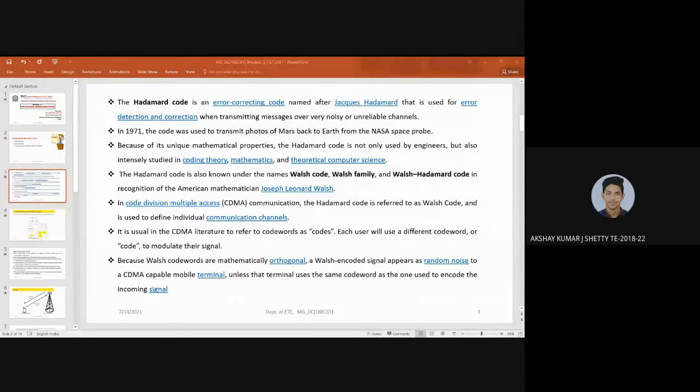Hamming codes. Okay, then. So you have studied about the Hamming codes. Fine.